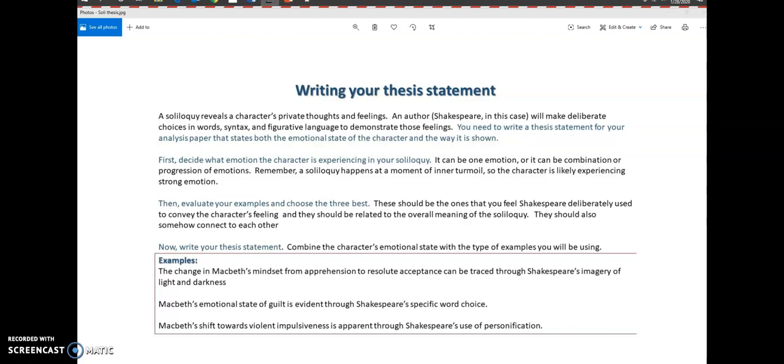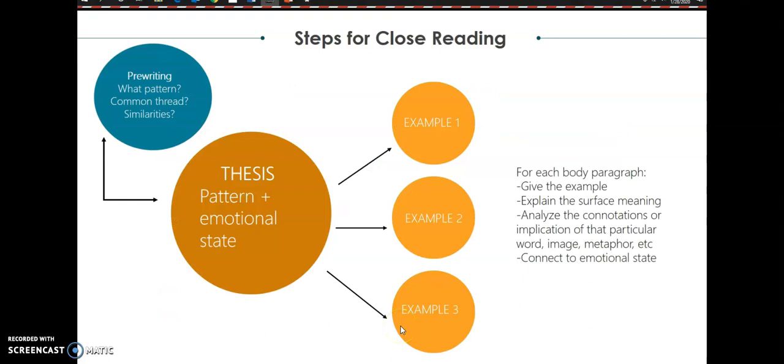You'll have to figure that out based on what your pre-writing worksheet looks like, and this is something that we can help you with. We'll be workshopping these thesis statements, but this gives you a general idea of what you're looking for. Look for this slide posted elsewhere on Google Classroom. So once you have your thesis statement written, that goes into your introduction, then you're going to use those 3 examples that you picked for this pattern up here.